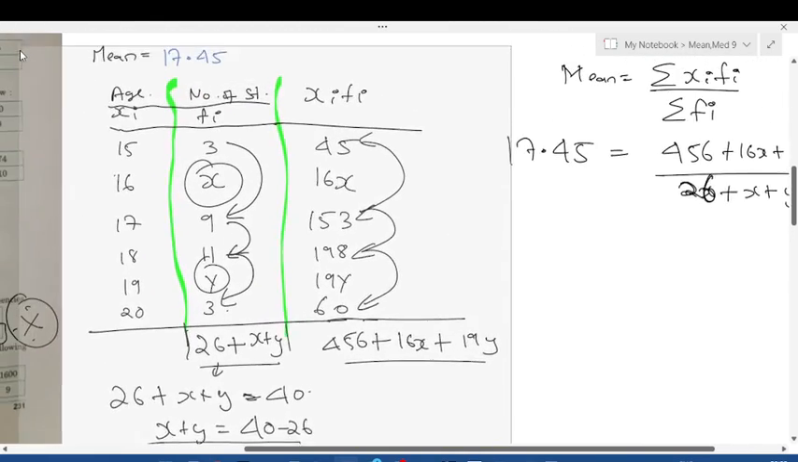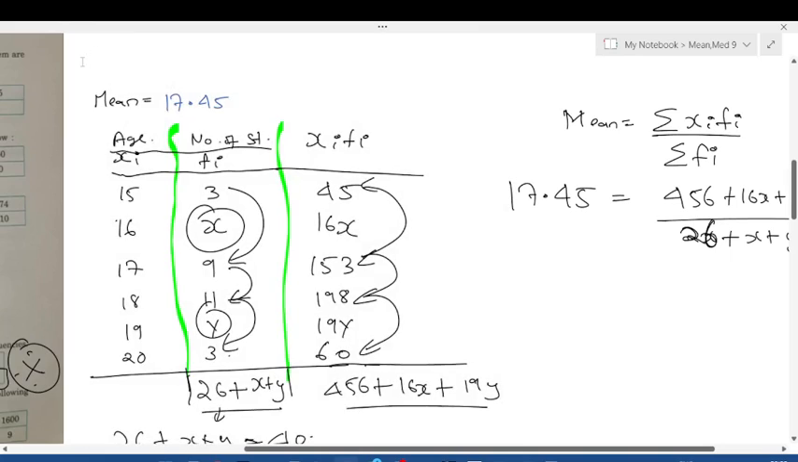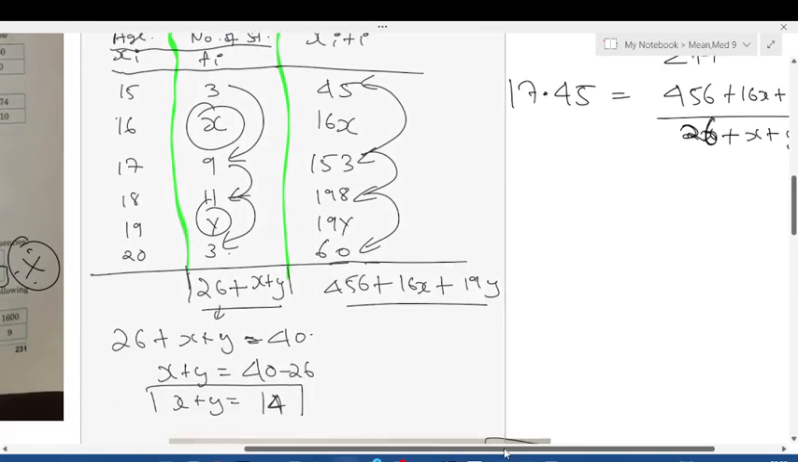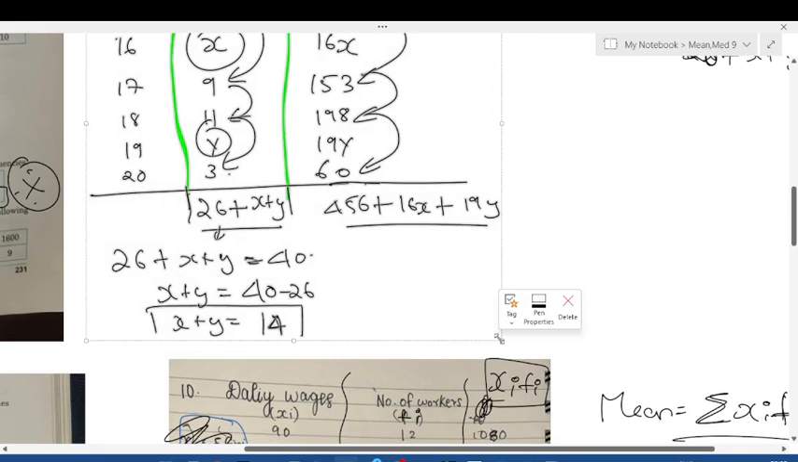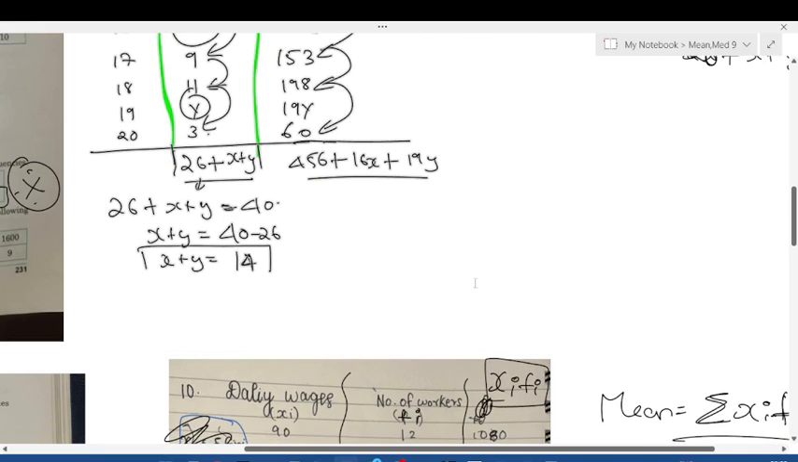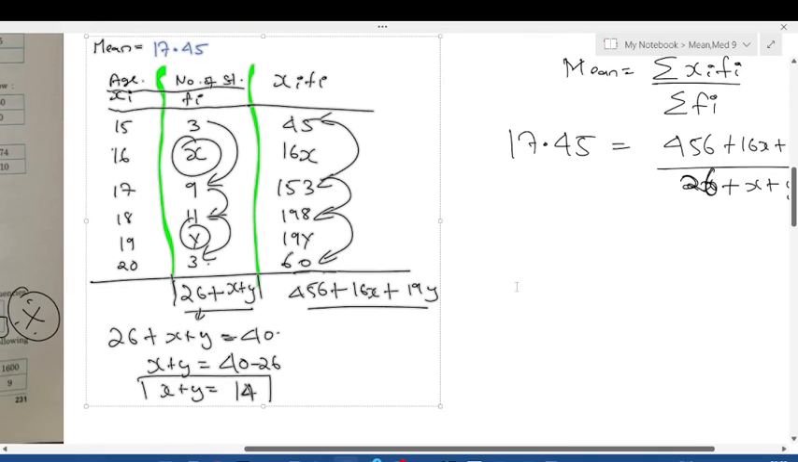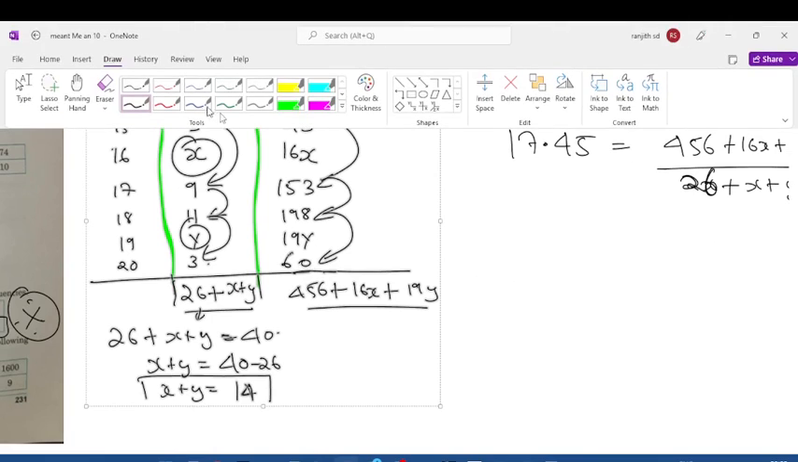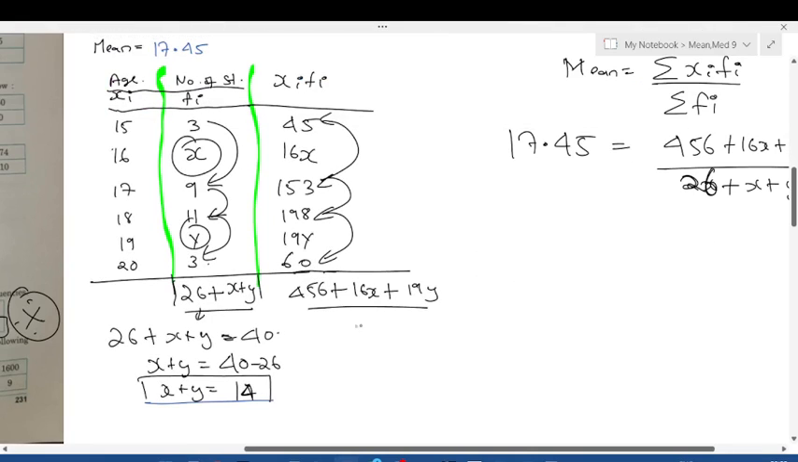Any doubts in this? Do you all have any doubts? See, previously we had only one variable missing. Here two variables are missing. x plus y is equal to 14. Okay, now what we'll do, we have to substitute this 14 here.